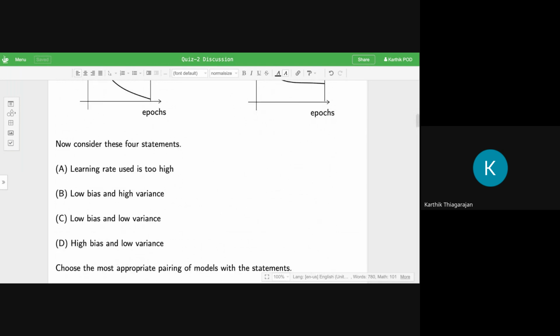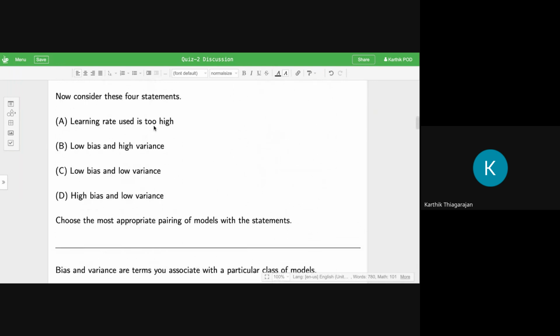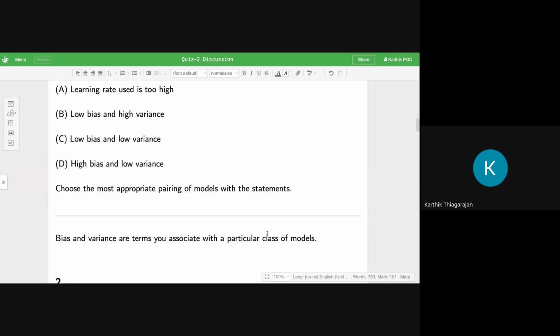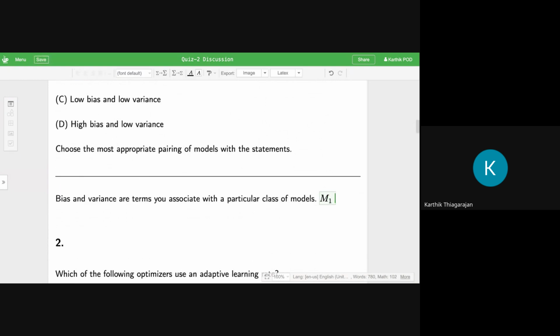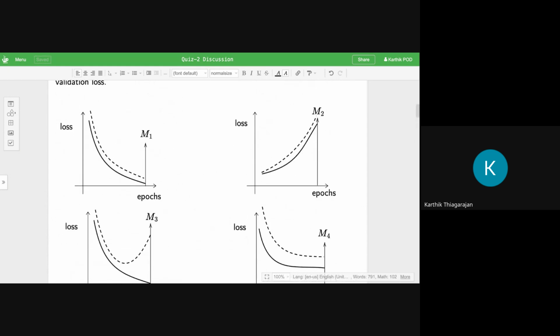So in that sense, this question is maybe incorrect or possibly incomplete, because what I should have mentioned is the model class corresponding to M1. The right statement would have been the following: M1 comes from the family of low bias and low variance models. It is okay to say that the family that M1 belongs to has low bias and low variance. It is kind of incorrect to say that a particular model has low bias or high bias, right?